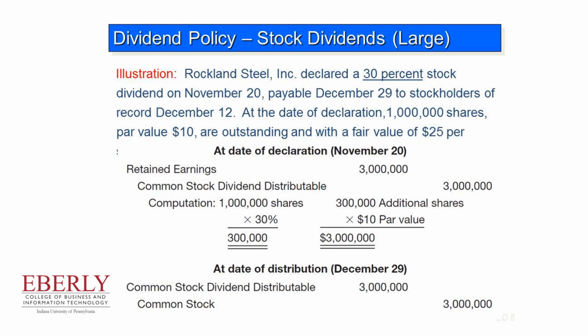What is the journal entry that we record on the date of declaration? We debit retained earnings and we credit common stock dividend distributable, and then on the date of payment we debit common stock dividend distributable and credit common stock.